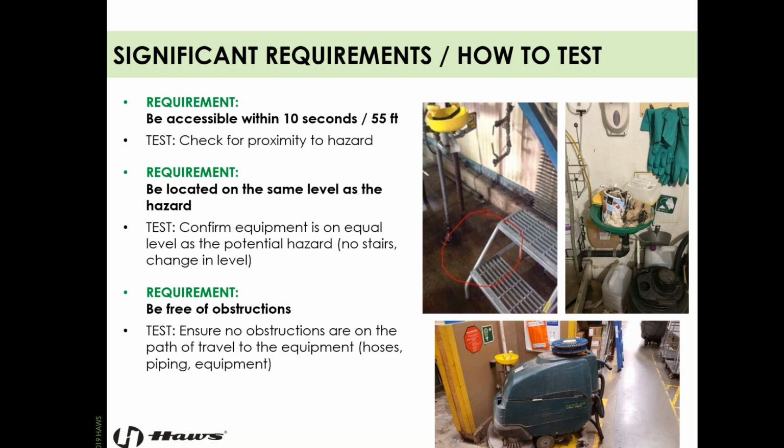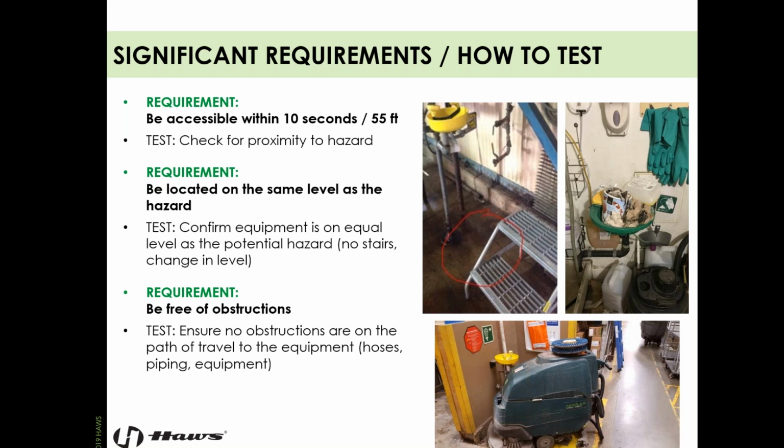So just check for the proximity to the hazard. Measure it out if you need to, but make sure it's as close as possible. It needs to be located on the same level as the hazard. We can't have stairs or any change in level between the hazard and the emergency equipment. If you put yourself into the victim's shoes, you probably don't have very good use of your eyes at the moment and your vision. So navigating to the piece of equipment could be very difficult. So no change in level.